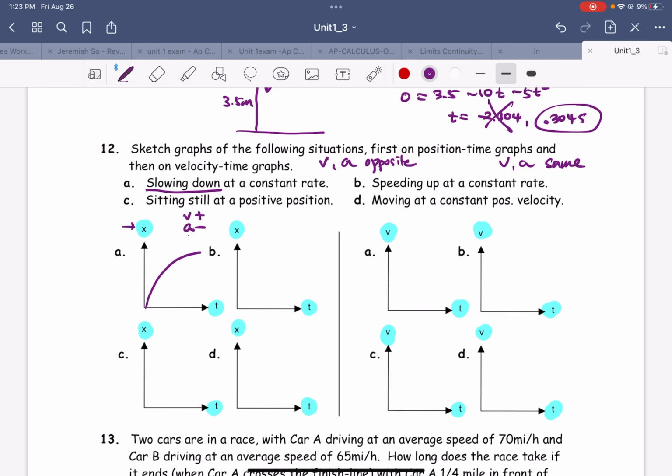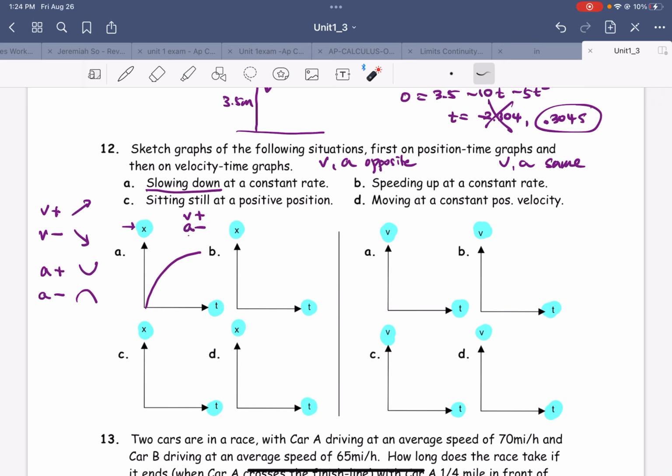Okay, so velocity positive means going up, velocity negative means going down, acceleration positive means it opens up. The graph opens up, a parabola. Acceleration negative, then it opens down. So in this case, going up and then opening down, the only way you can draw it is this portion here. So I draw it this way.